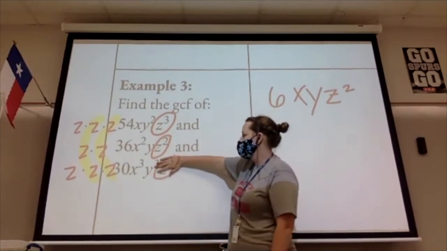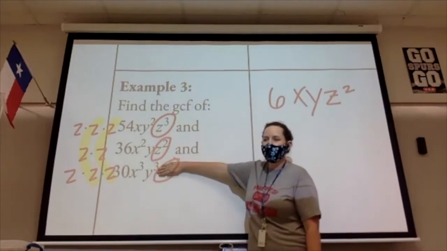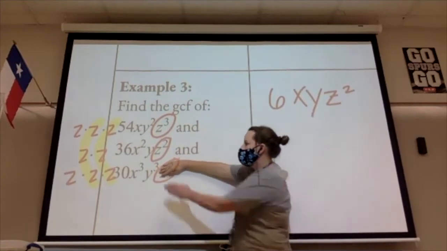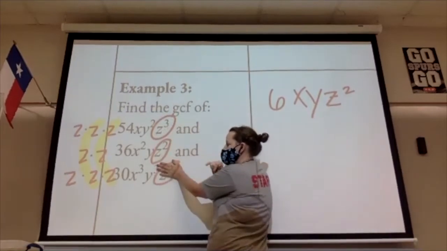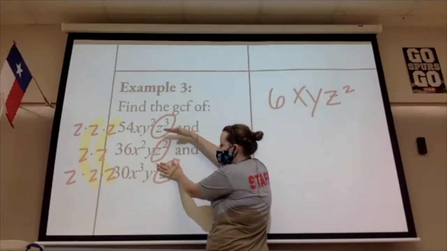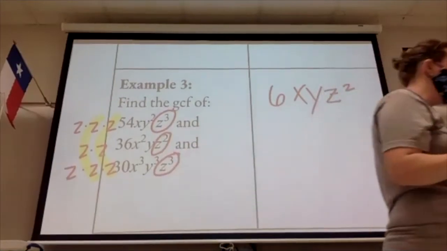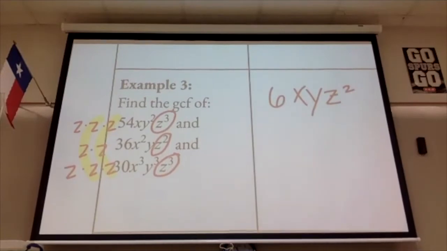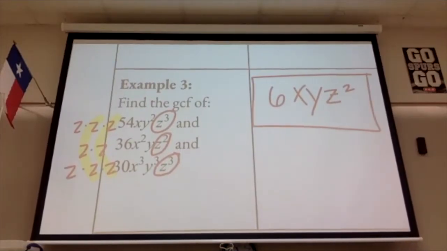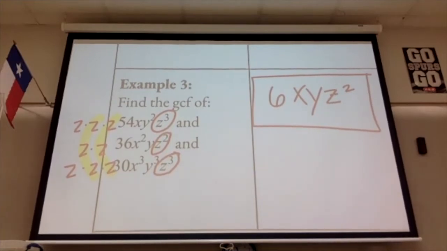Now, what if it was like this and there was no z here? Could I bring out any z at all? Could I say, okay, well, between these two, z squared is the smallest, so I'm going to take out z squared? No, because common means it has to be in all 3. So if one of them is missing a certain variable, that's not going to be part of your GCF at all. So we would say the GCF of those three polynomials is 6x, y, z squared.